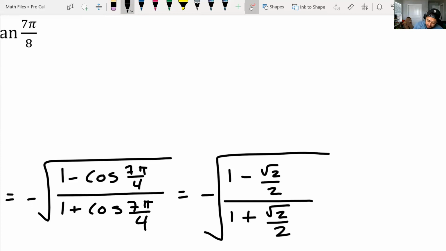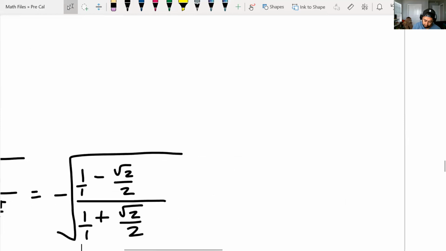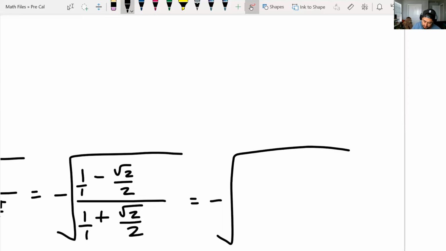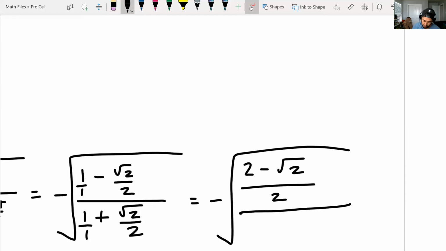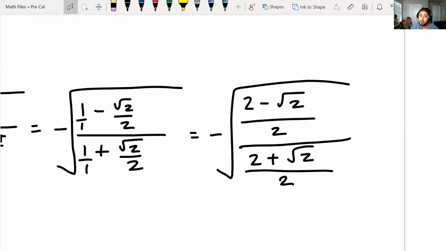All right, common denominators now. Put this over 1, put that over 1, get a common denominator of 2. So now this is just purely algebraic, right? So I get negative, I'm gonna make that square root big, and this should become 2 minus square root 2 over 2, over 2 plus square root 2 over 2. Yeehaw. Now go ahead and flip it, right? Multiply by the reciprocal of all of that.